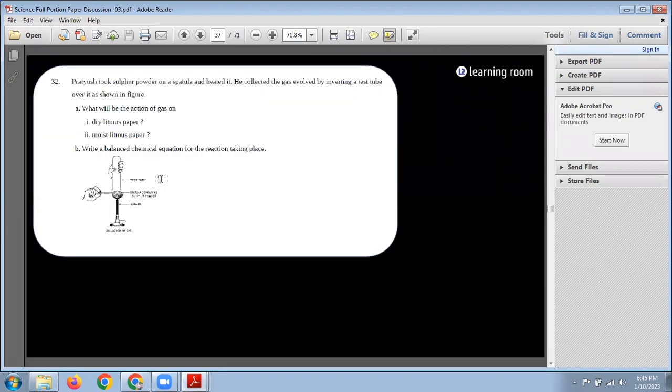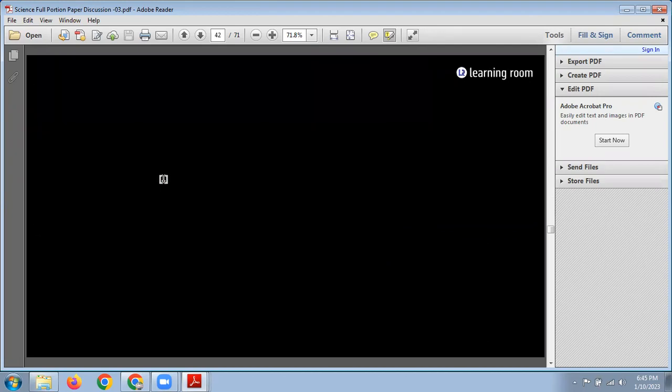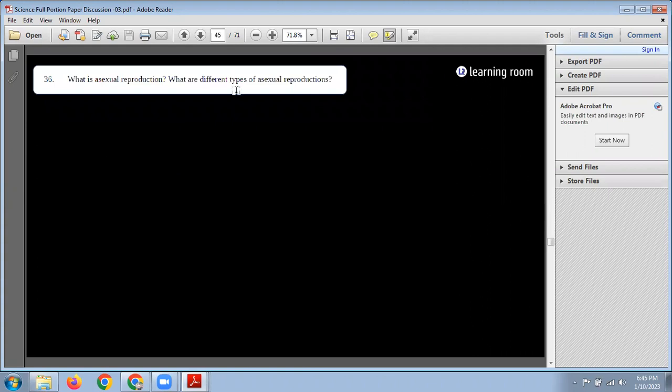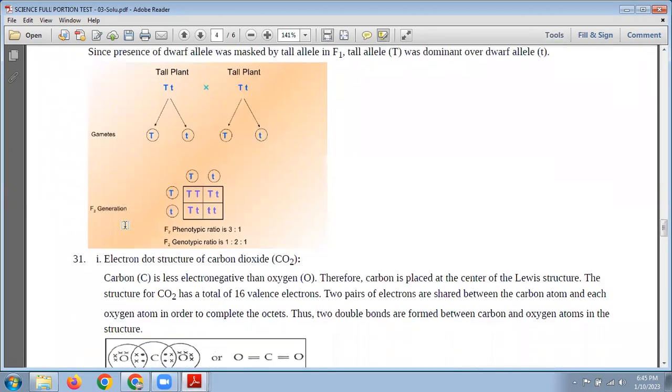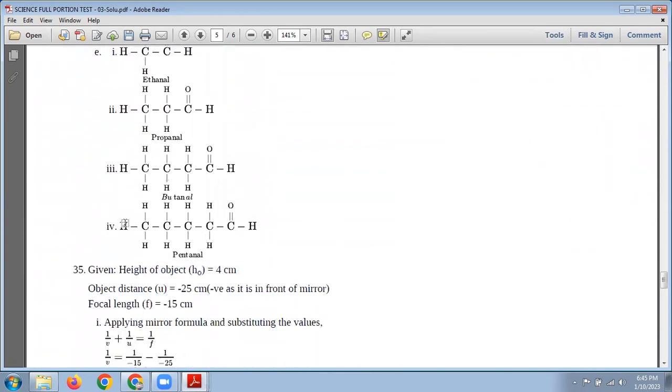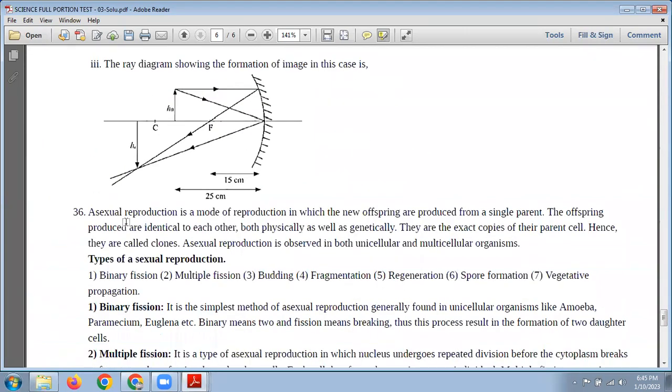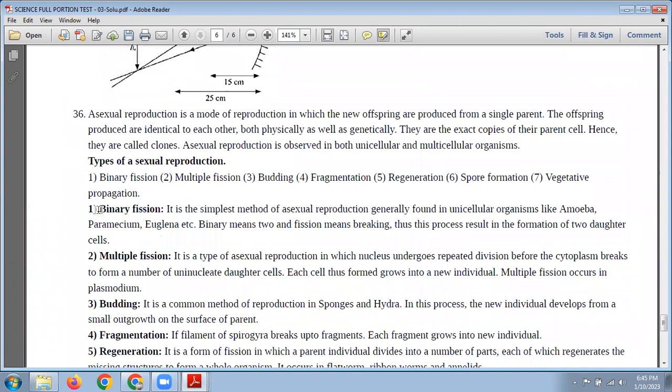So what is the next question? What is asexual reproduction? Again, this kind of repeated question. What is asexual reproduction? What are the different types of asexual reproduction? It is a type of reproduction in which the offspring is produced from a single parent, without any involvement of gametes. That's a very important thing: no involvement of gametes, from a single parent.